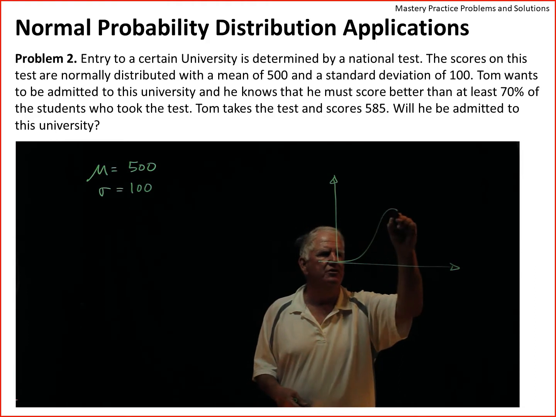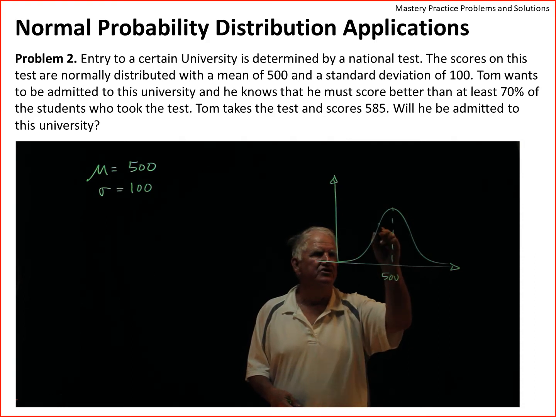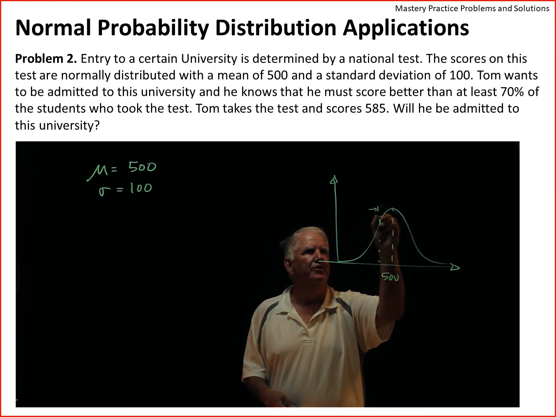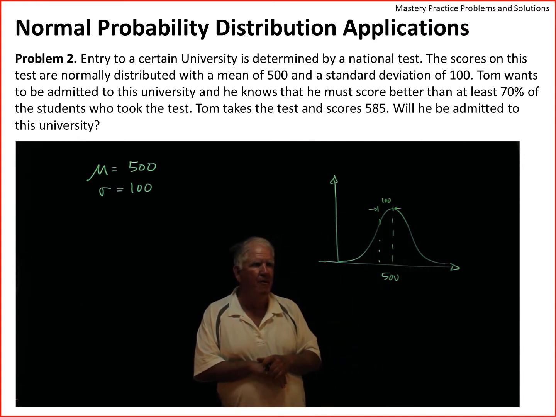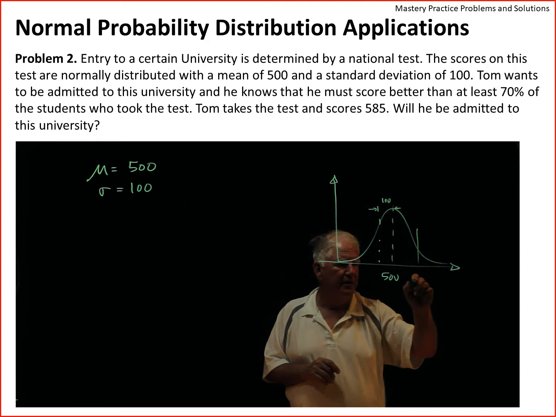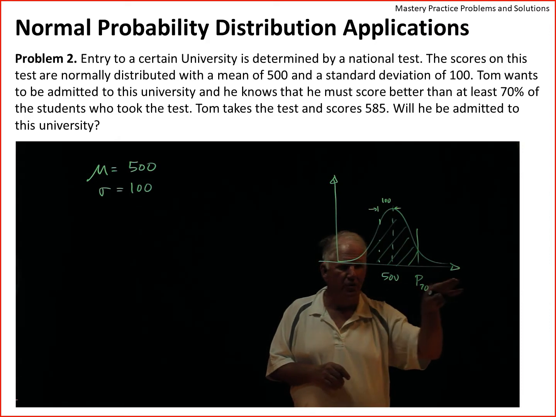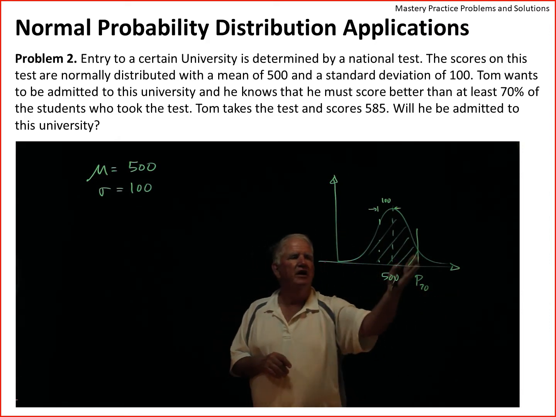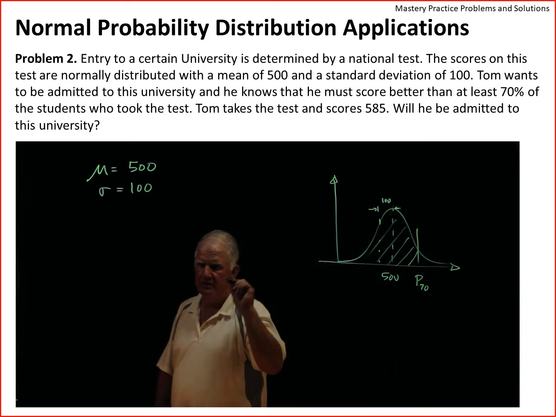Here's the distribution. That distribution has a mean of 500. It has a standard deviation of 100. And Tom scores 585. Let's just hold that in our brain for a second. What this is asking for is, where is the 70th percentile? Where is P70? P70 is that value along the x-axis such that 70% of the area under the curve lies to its left. That's what inverse norm is all about.